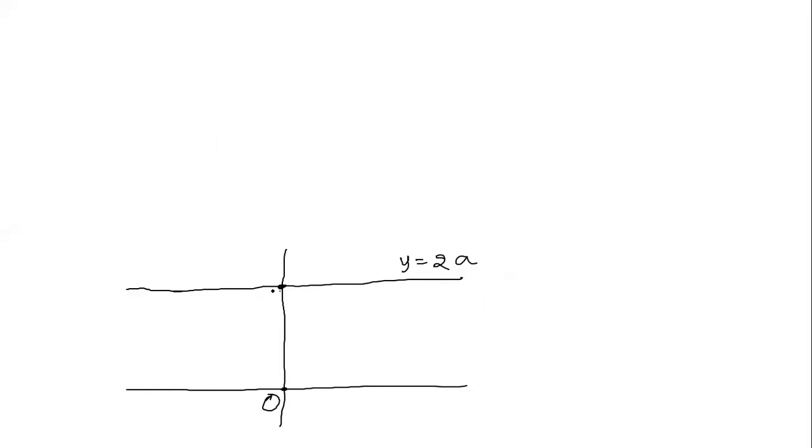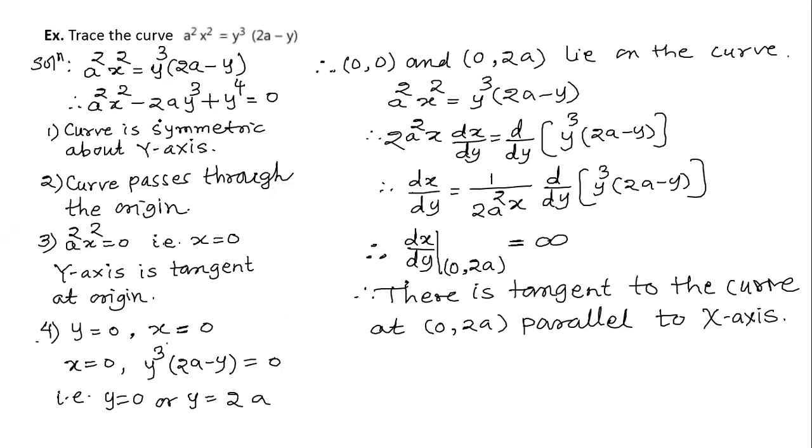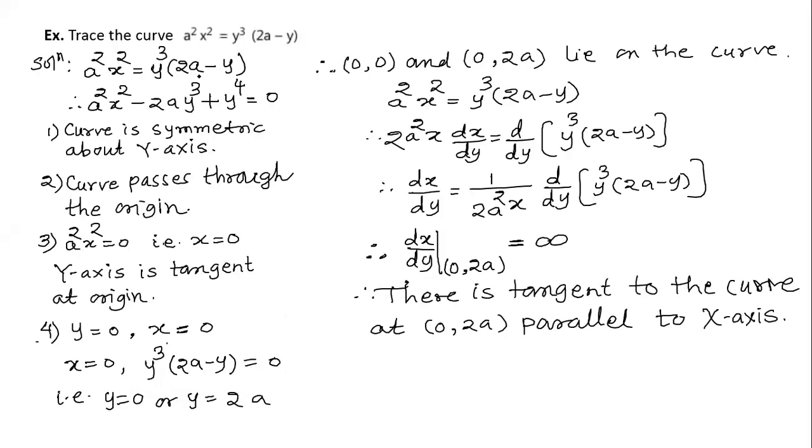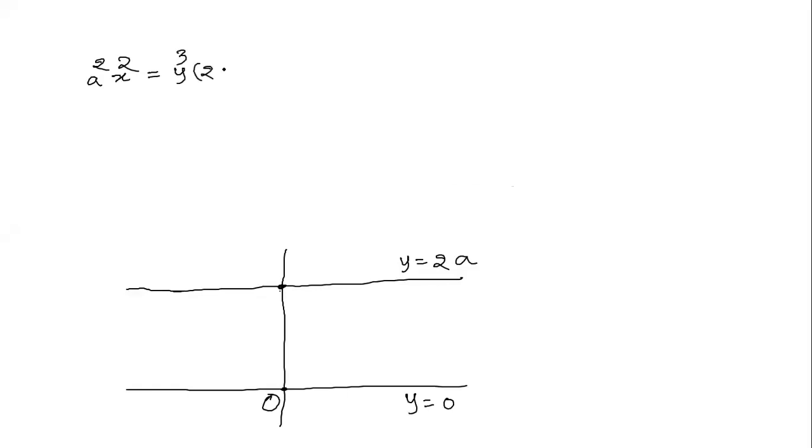So it may be, as I am moving the mouse, that you can see the curve from the upper portion or from the lower portion. We do not have any idea, and to get the exact idea, we are going to put some value of y in each of the three regions one after another and find the corresponding values of x square. So here, a square x square equals y cube times 2a minus y. Now I am going to put some value from y equal to 0 to y equal to 2a.